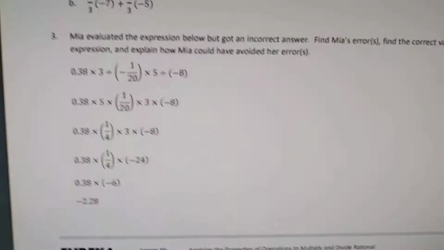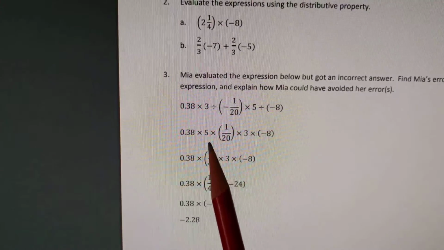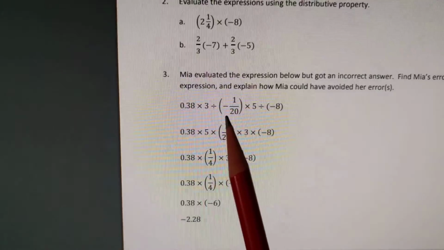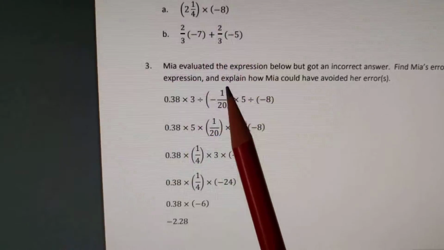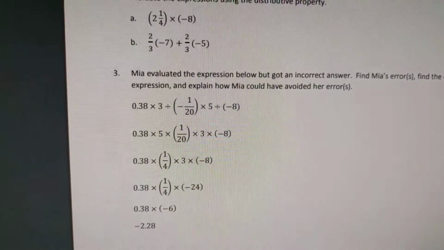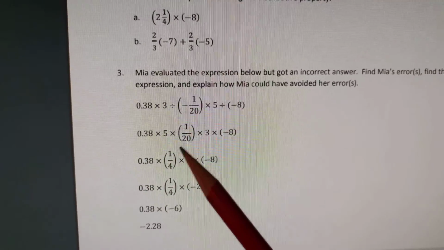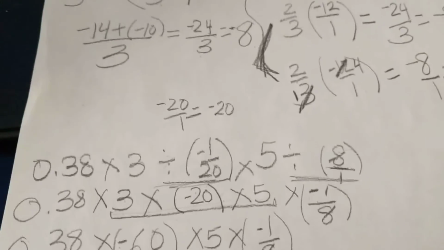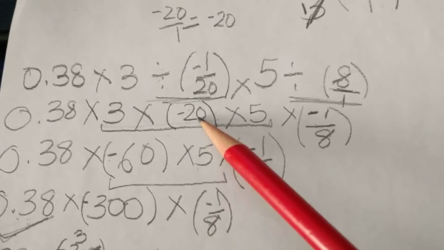Where did Mia make a mistake? Well, she made a couple mistakes. Her first mistake was she made this positive. So instead of doing times reciprocal, she did times opposite sign, which is wrong. That's what you do in addition. You change minus to plus and then take the opposite sign. When it's division, you do times reciprocal. So this should be negative 20, just like we did in our work right over here. We did times negative 20. Okay, that's mistake number 1.